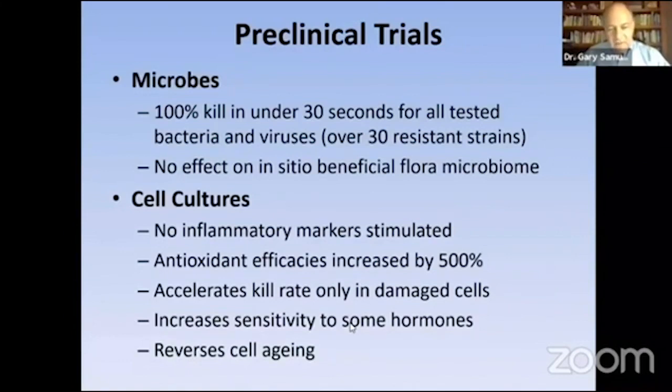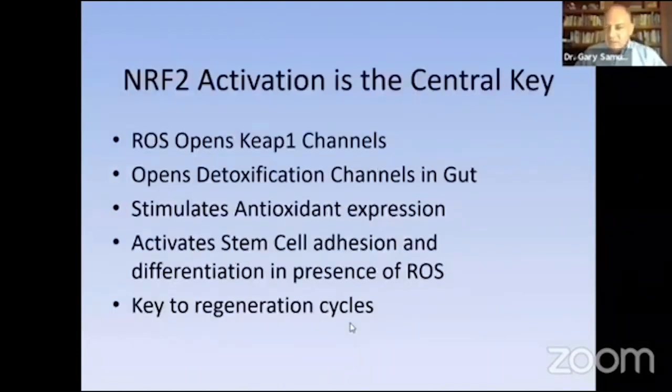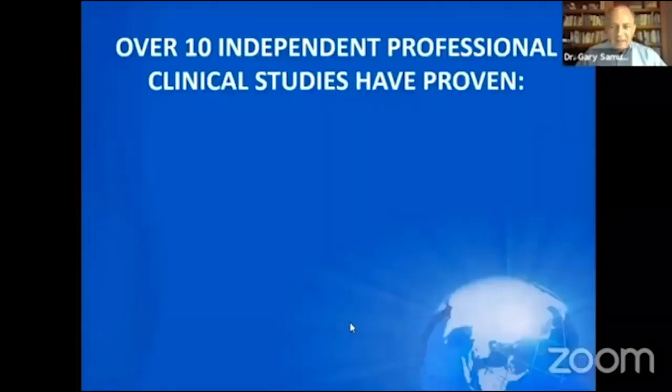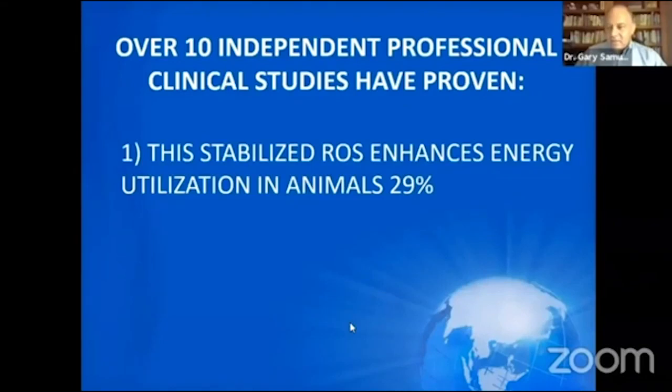In cell cultures, we found that it increased antioxidant efficacies, incredible amounts. It increased sensitivity to hormones. That's another one that we've proven out in the gene study. It reverses cell aging. Cells that were aging and unresponsive all of a sudden became responsive and new when we put it in these cell cultures. It opens these KEAP1 channels, which are also part of the genetic pathways that we have studied. It opens detoxification channels in the gut, stimulates antioxidant production, and it's key to regeneration cycles of the cell. So we found that this is almost a universal heal-it thing.